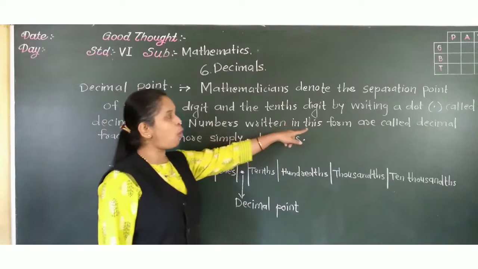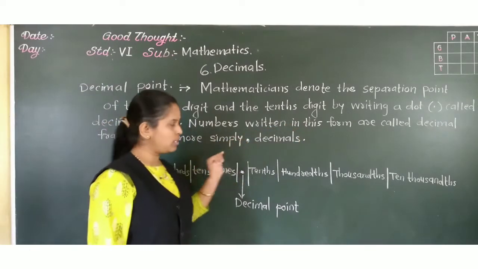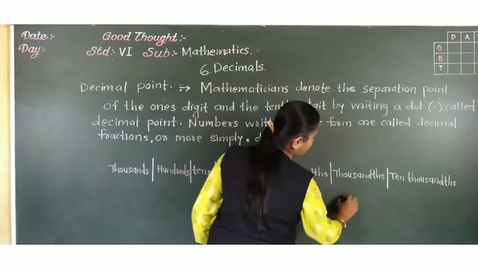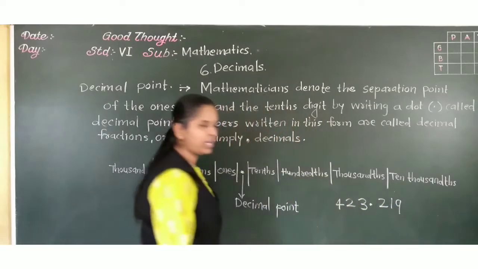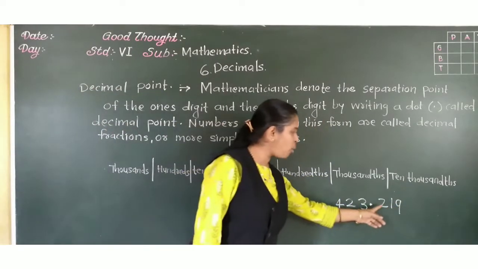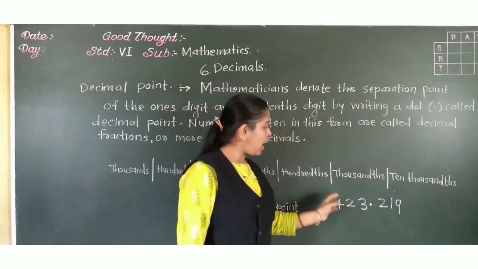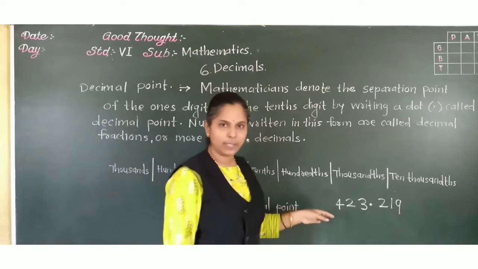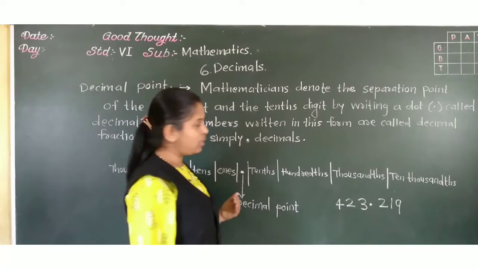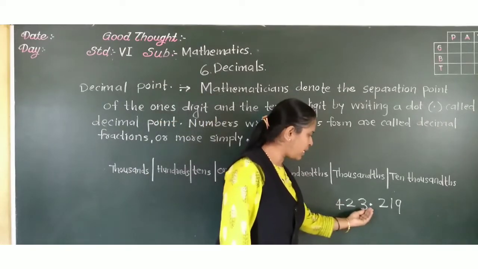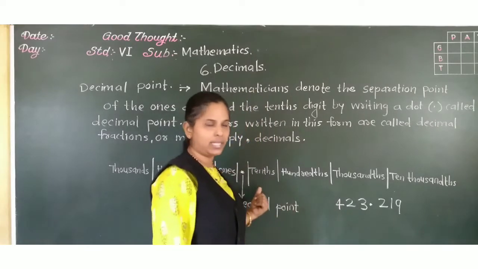Numbers written in this form are called decimal fractions or simply decimals. For example, see, 423.219. This is a decimal fraction, also called a decimal. These digits to the left are the whole digits, and their place values start like normal: ones, tens, 100, 1000, 10,000, like this.